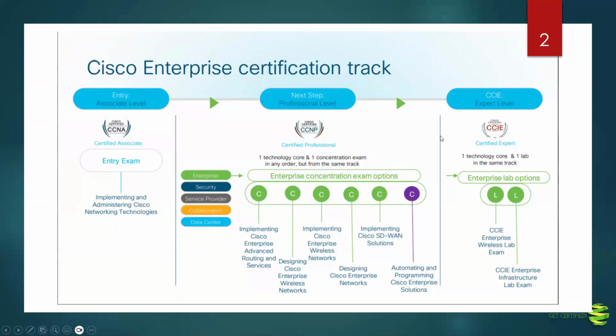But since we are concentrating on enterprise infrastructure, which is just a new name for routing and switching, we definitely have to pass the ENCOR exam, the one that we are going to cover in this course, and one of the concentration exams, where we cover ENARSI. ENARSI is Enterprise Advanced Routing and Services. So if you pass one core and one concentration exam, then you become CCNP certified. Right? So you just need these 2 exams.